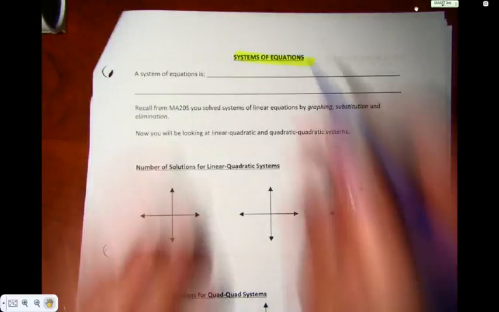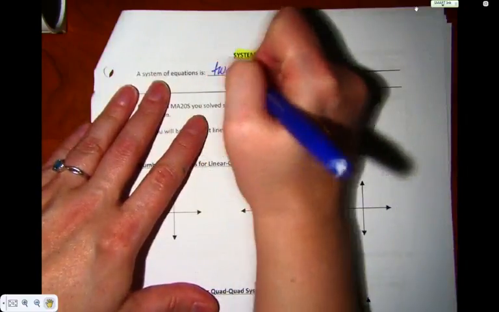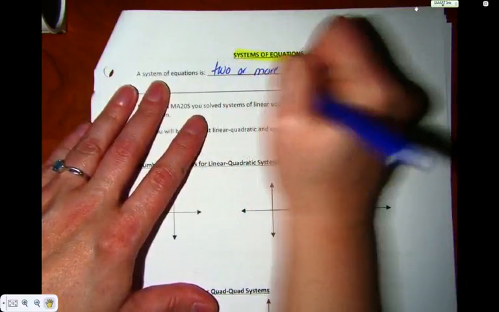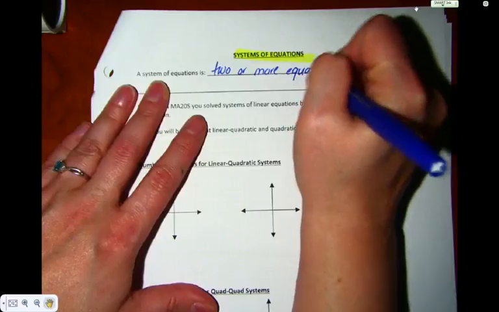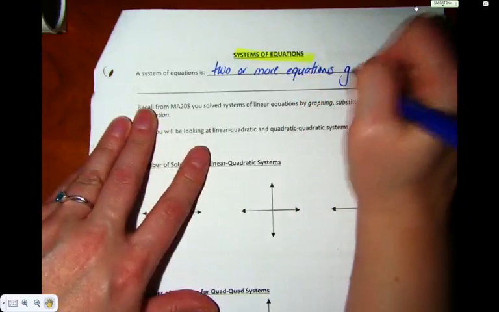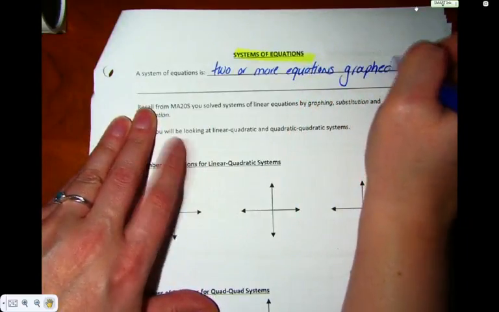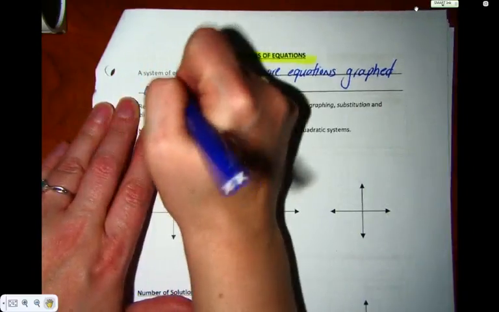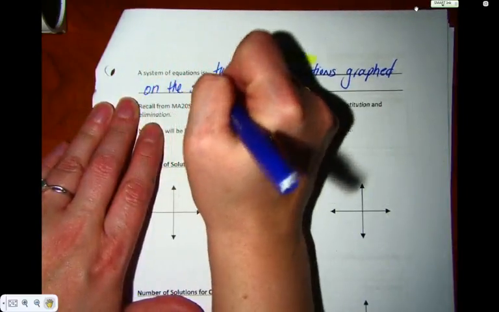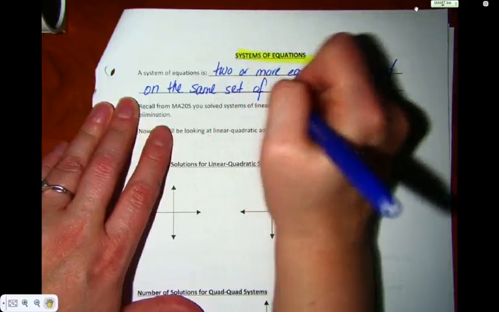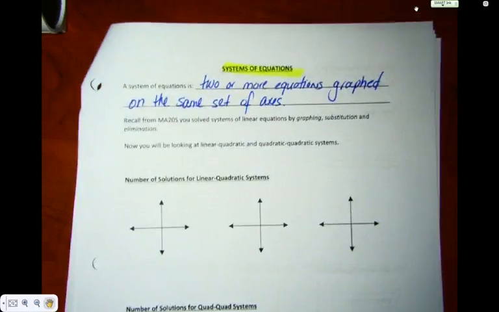A system of equations is two or more equations graphed on the same set of axes. Two or more equations graphed on the same set of axes.